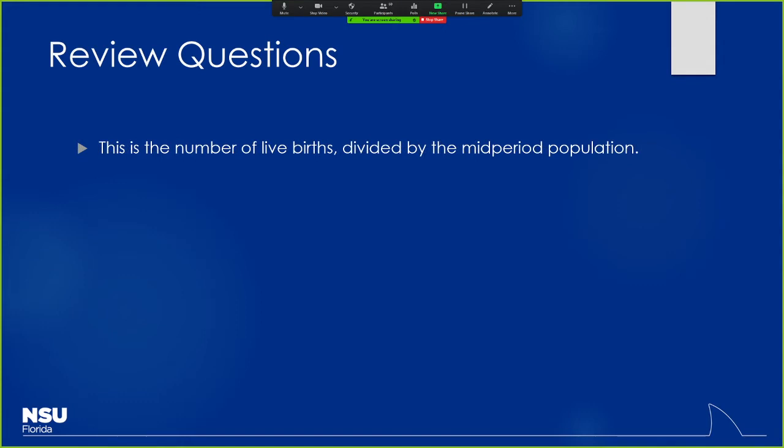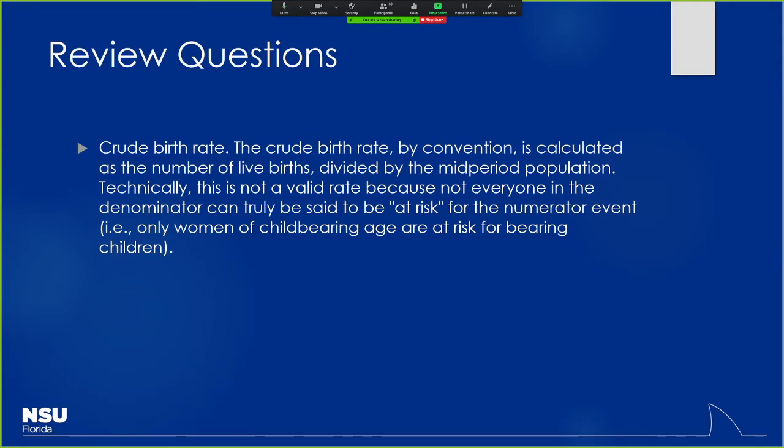Okay. How about the number of live births divided by the mid-period population? What do we think? No one has any idea. Crude birth ratio, crude birth rate. Let's see what we think here. Right, it's a crude birth rate, right?